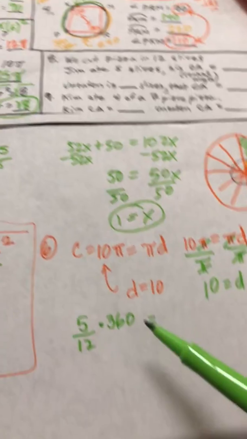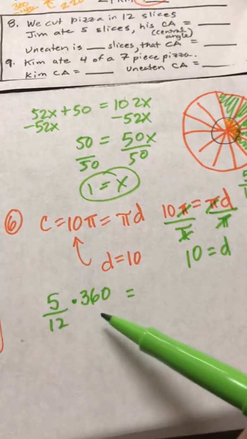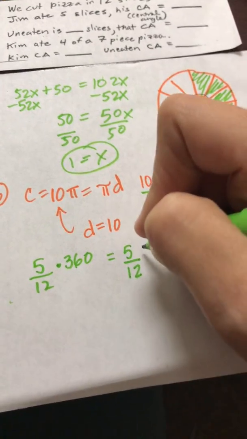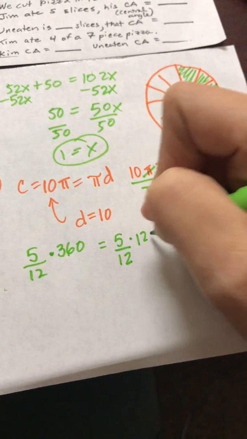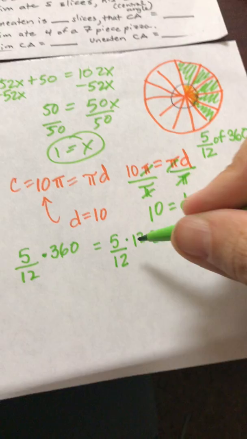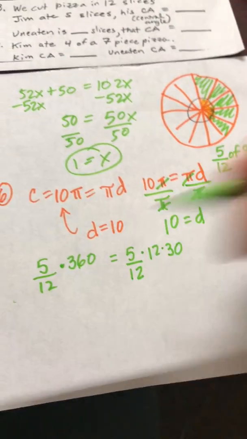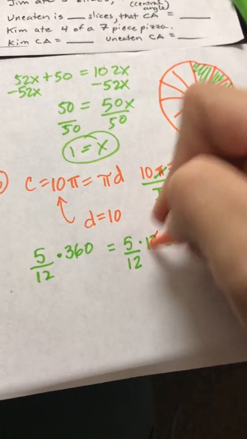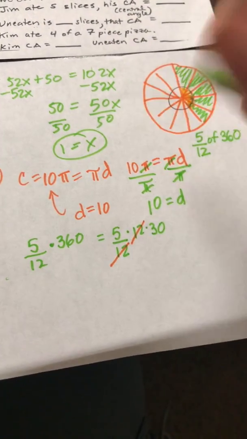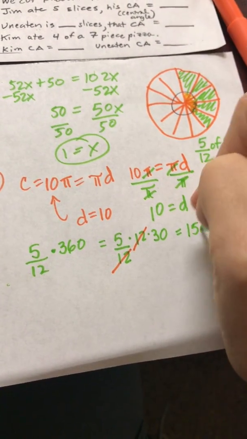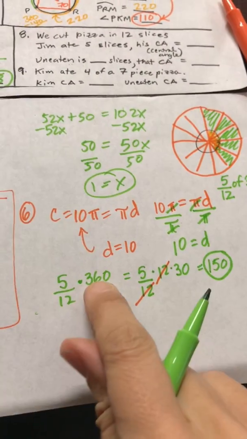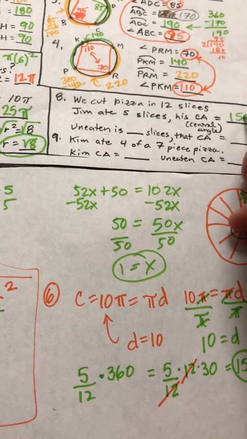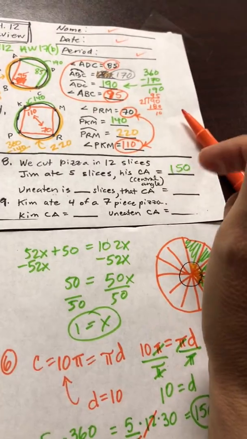So if you have a calculator, you can go ahead and work through it, but I don't. So I'm going to have to factor it out. It's kind of a pain, but I'm going to do it. So 12 times 30 would also give me 360. So I've just rewritten the problem. And if I cancel the 12, I get 150. So if you did this in the calculator, 5 times 360 divided by 12, you should have also gotten 150. I just showed you another way to do it.